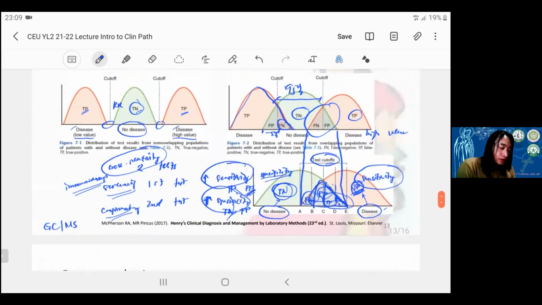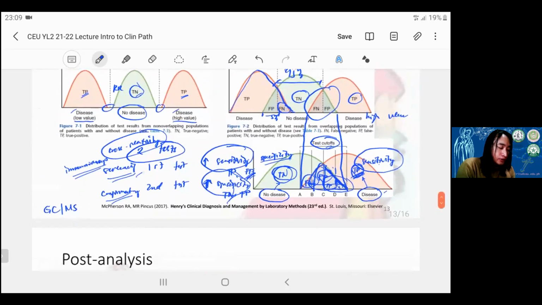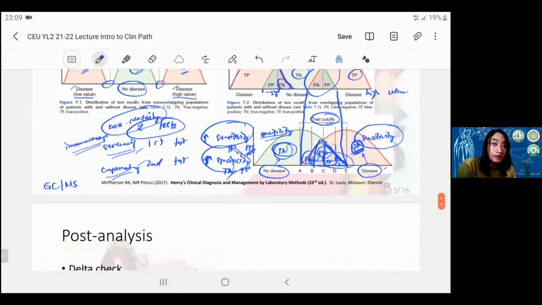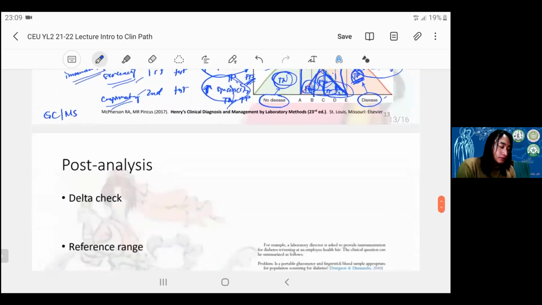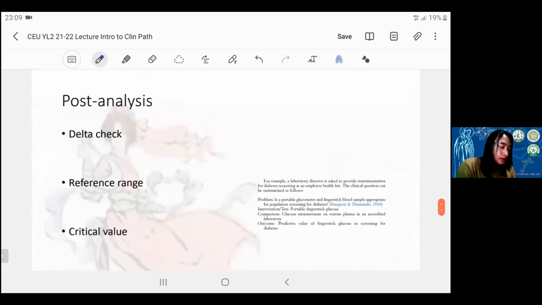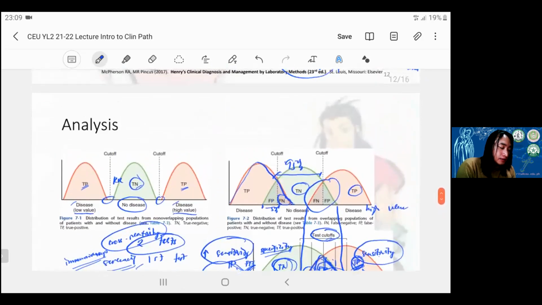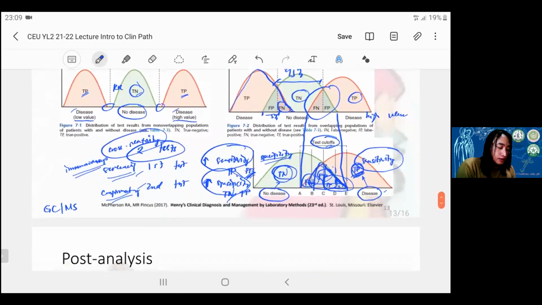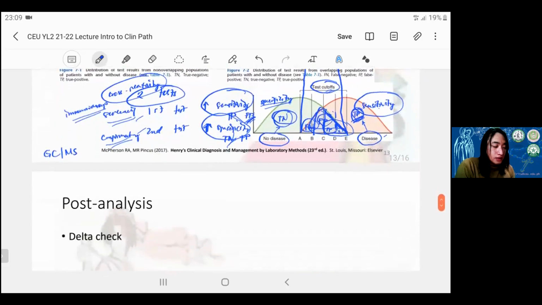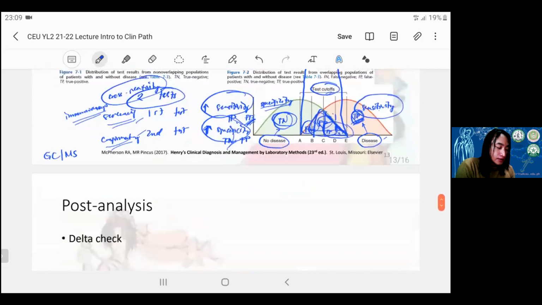So, complementary two tests, screening and confirmatory, would increase the diagnosis of the patient. So that is your analysis. This covers the analytic phase. So sensitivity and specificity is important in the analytic phase.